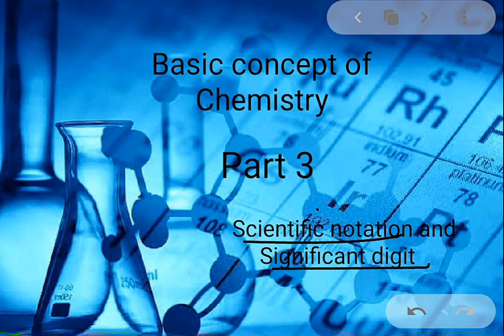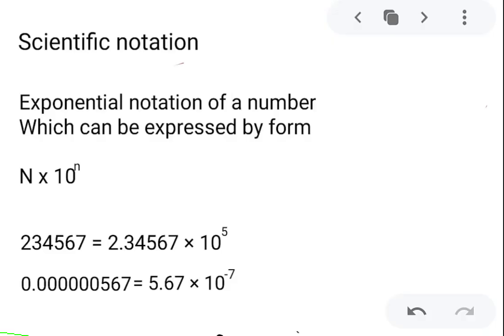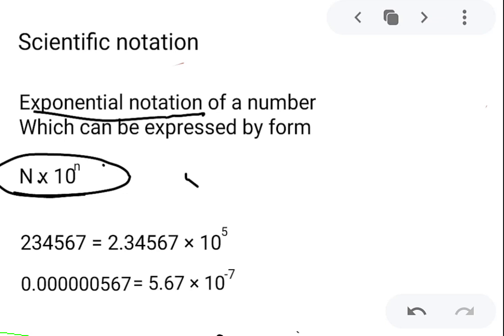So, do you know what scientific notation is? Scientific notation means the exponential notation of a number. It means your number should be in the form of N times 10 raised to n. Here the small n can be negative or positive, anything.